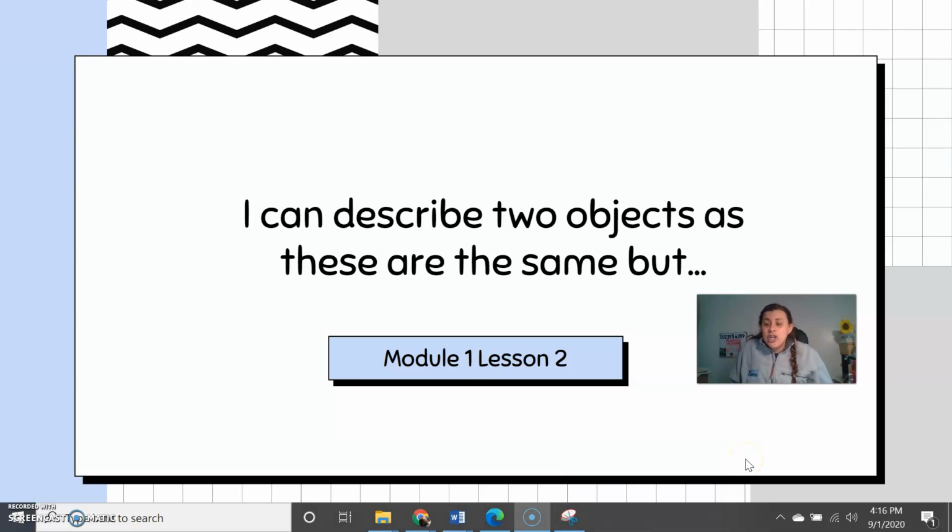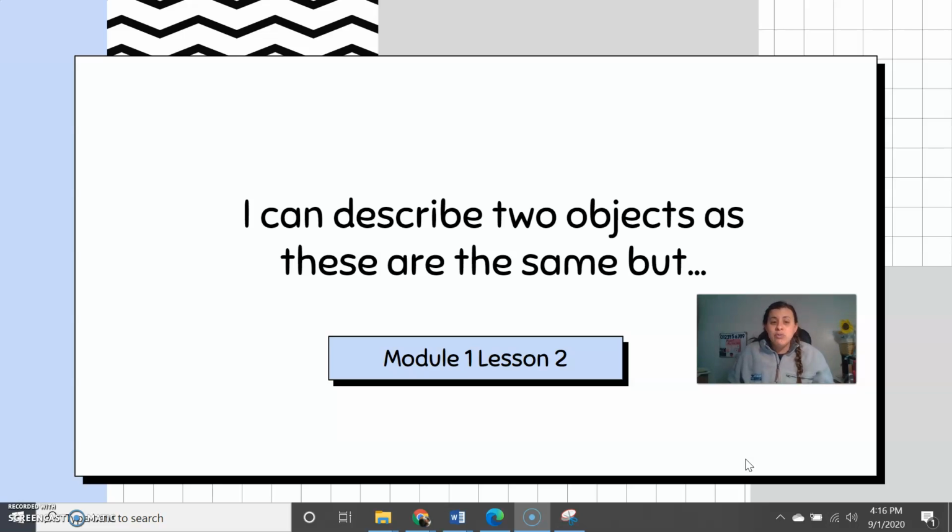Another math lesson, kindergarten. We're going to dive right into our new math thinking job. Today, when you leave math, your teacher and I want you to be able to describe two objects as being the same, but having something different. Yesterday, we spoke about objects being exactly the same and not exactly the same. So today, we're going to focus on objects that are the same, but also describing how they are different.